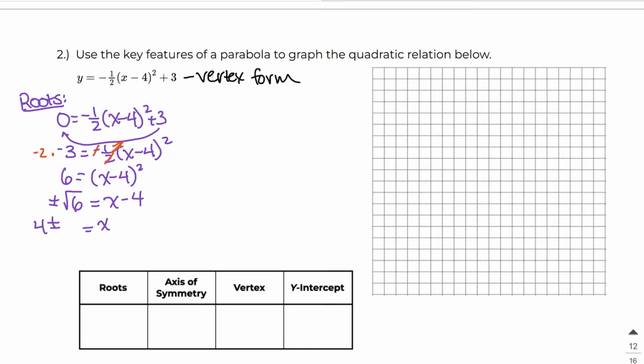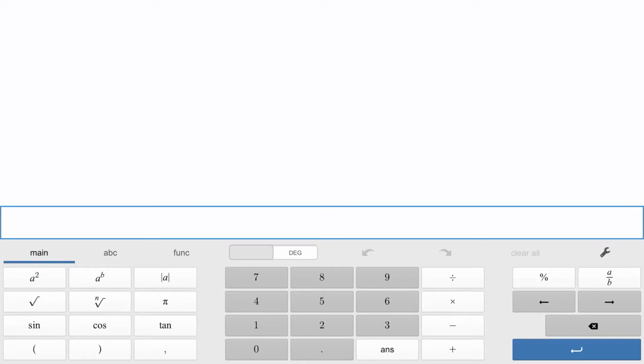So I end up getting 4 plus or minus the square root of 6, which means that my two answers are either going to be 4 plus the square root of 6 or 4 minus the square root of 6. So let's type that into our calculators and see what we get. So 4 plus the square root of 6, I'm going to just type that in. And here I end up getting, let's round this to the nearest 10th, 6.4, okay?